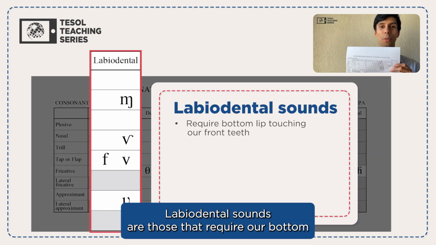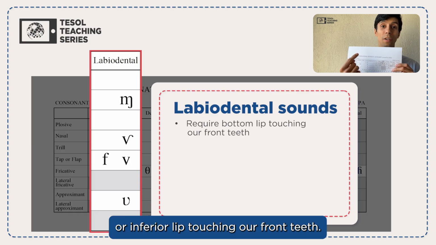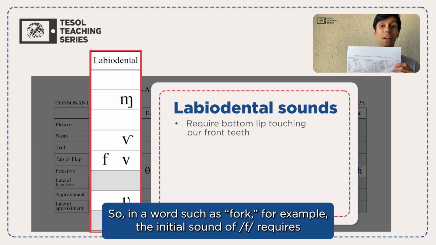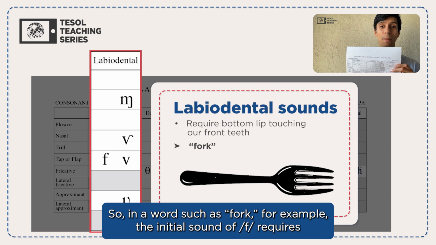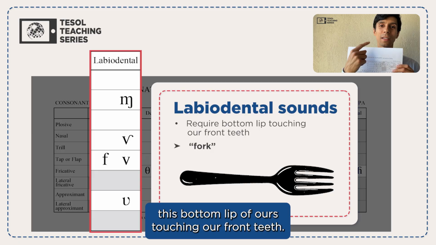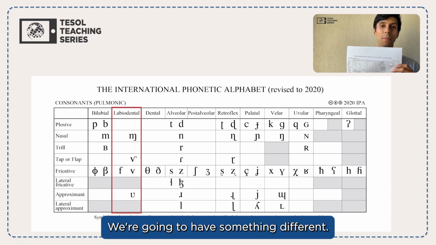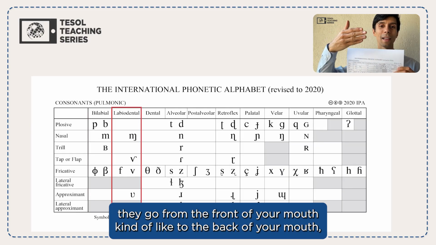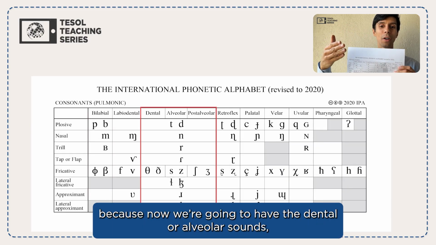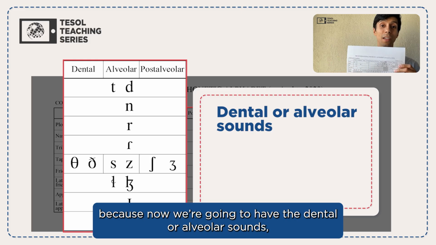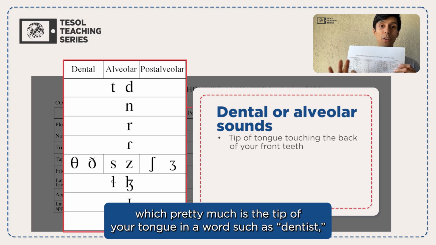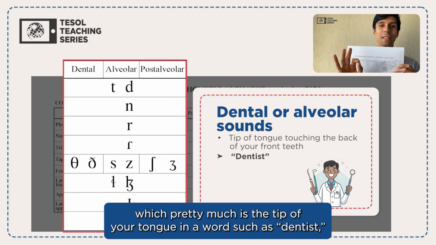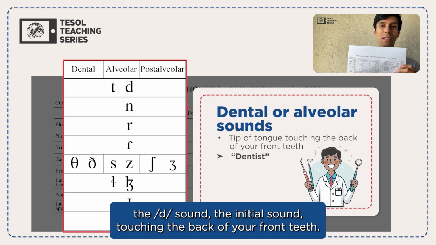Labial dental sounds are those that require our bottom or inferior lip touching our front teeth. So in a word such as fork, for example, the initial sound of f requires this bottom lip of ours touching our front teeth. We're going to have something different, and as you can see, the places of articulation go from the front of your mouth to the back of your mouth, because now we're going to have the dental or alveolar sounds, which pretty much is the tip of your tongue in a word such as dentist, the d sound, the initial sound, touching the back of your front teeth.